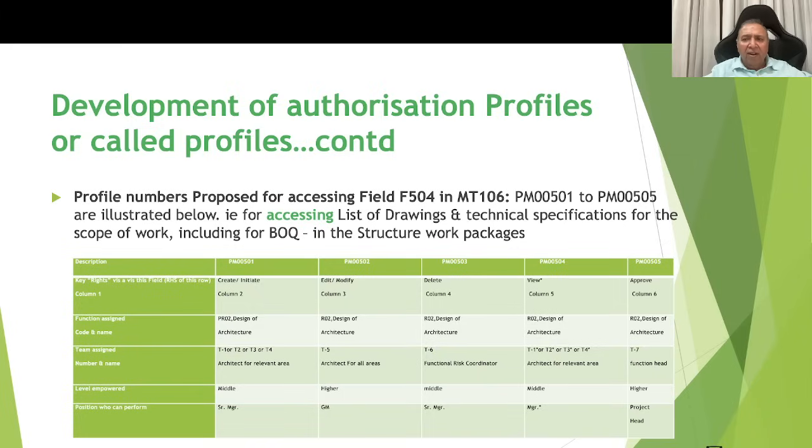Let's talk about the final, last column as approval. Who can approve this field which has been created or access this field? Now, this can be done again by the design of architecture function. The T7 is the functional head who can do this, who can access this, and it is the higher level of hierarchy, and it is the project head who should approve any detailing of this field or any changes to this, any final approval of this.